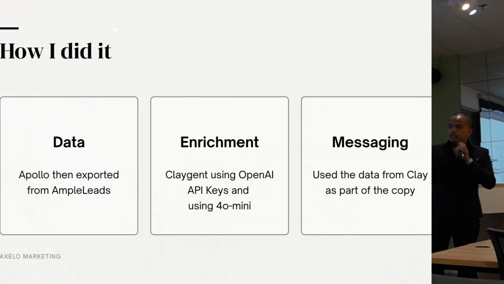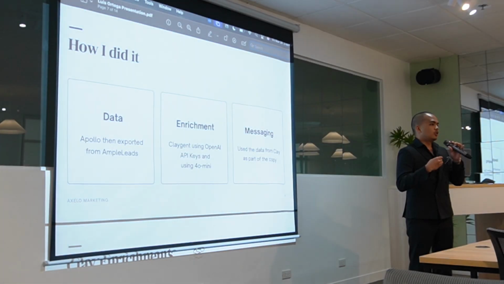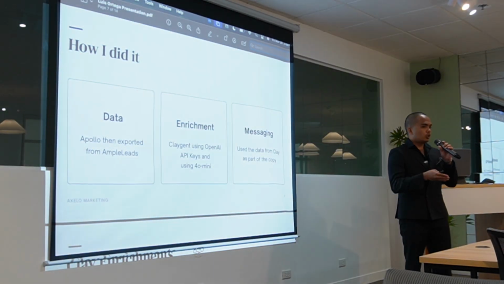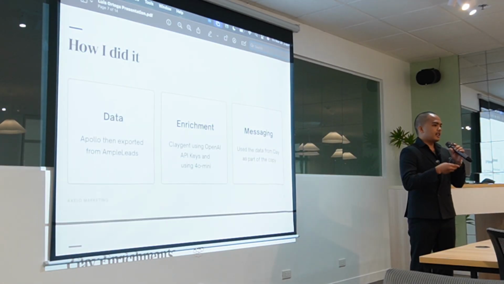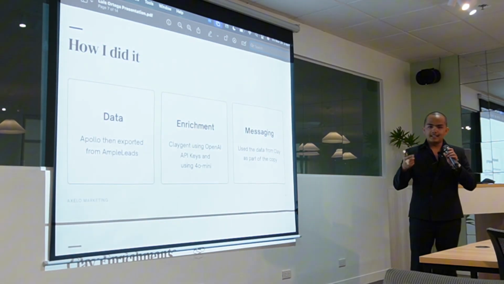Now, this is how I did it. Let's talk about data, enrichment, and messaging. For data, my data is very simple. I do this all the time. It's the most practical way. Go to Apollo, filter it out. If you have existing customers, try to find similar data points. Try to find their keywords, their industries, and then you can filter it out.